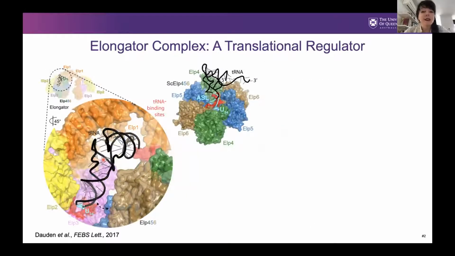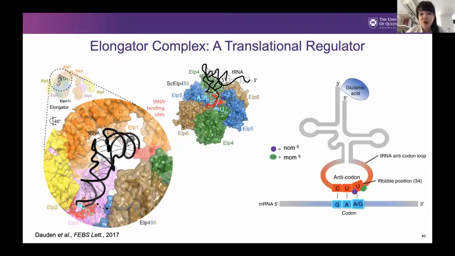Now, how does the Elongator regulate translation? This is being done via tRNA modification. The hexameric ELP456 subcomplex binds and releases tRNAs in an ATPase dependent manner, brings them to the ELP123 subcomplex, and then the ELP3 subunit adds carboxymethyl moieties to uridines positioned at position 34 within tRNAs, in the anticodon loop. This particular position 34 is also called the wobble position of the uridines.